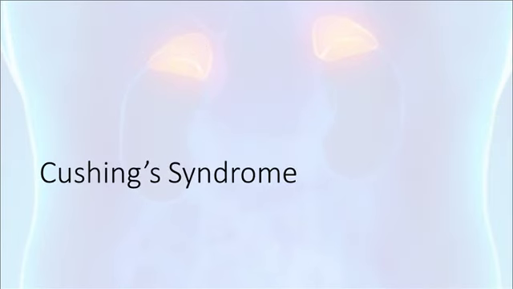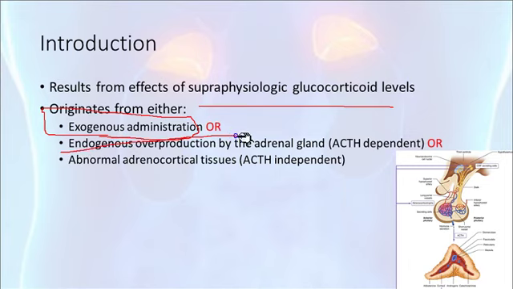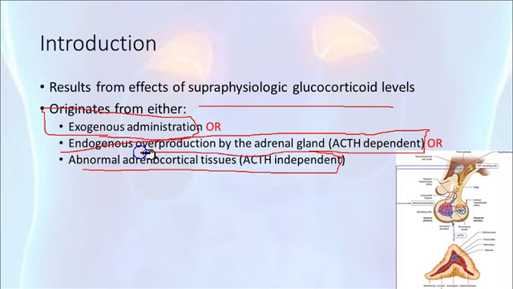So let's start off by discussing Cushing's syndrome. In Cushing's syndrome, this results from supraphysiological glucocorticoid levels, and it either originates from exogenous administration of glucocorticoids in the form of glucocorticosteroids, or alternatively from overproduction by the adrenal gland in ACTH-dependent tumors, or alternatively from abnormal adrenocortical tissue, which is ACTH independent type tumors.